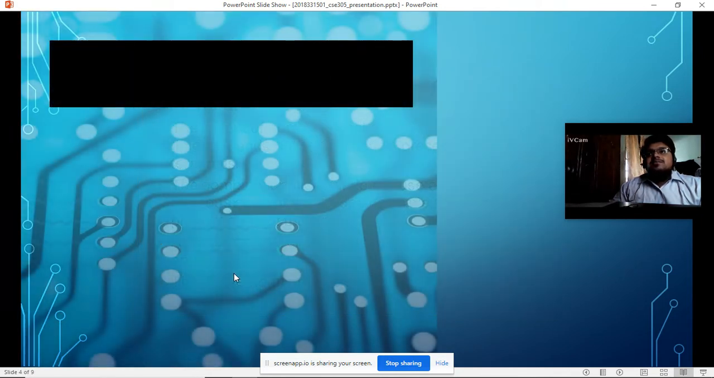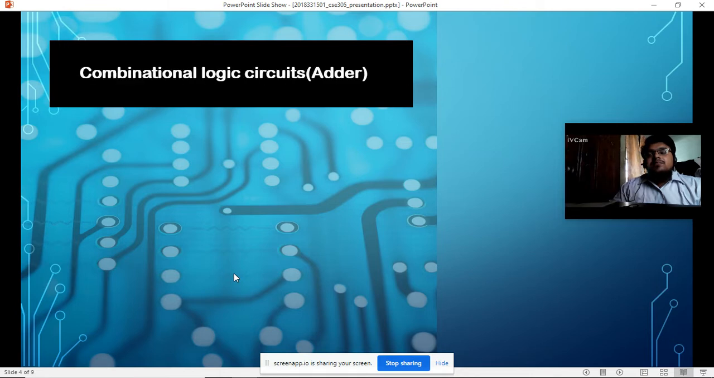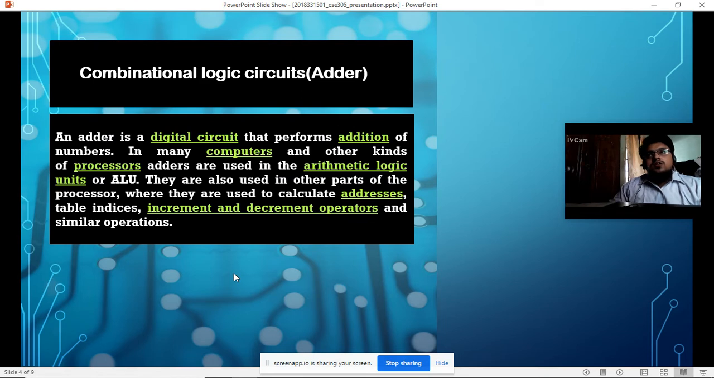In the next slide, I will discuss the adder, which is an example of a combinational logic circuit. So what is an adder? An adder is a digital circuit that performs addition of numbers. In many computers and other kinds of processors, adders are used in the arithmetic logic unit or ALU. They are also used in other parts of the processor where they are used to calculate addresses, table indices, increment and decrement operations and similar operations.